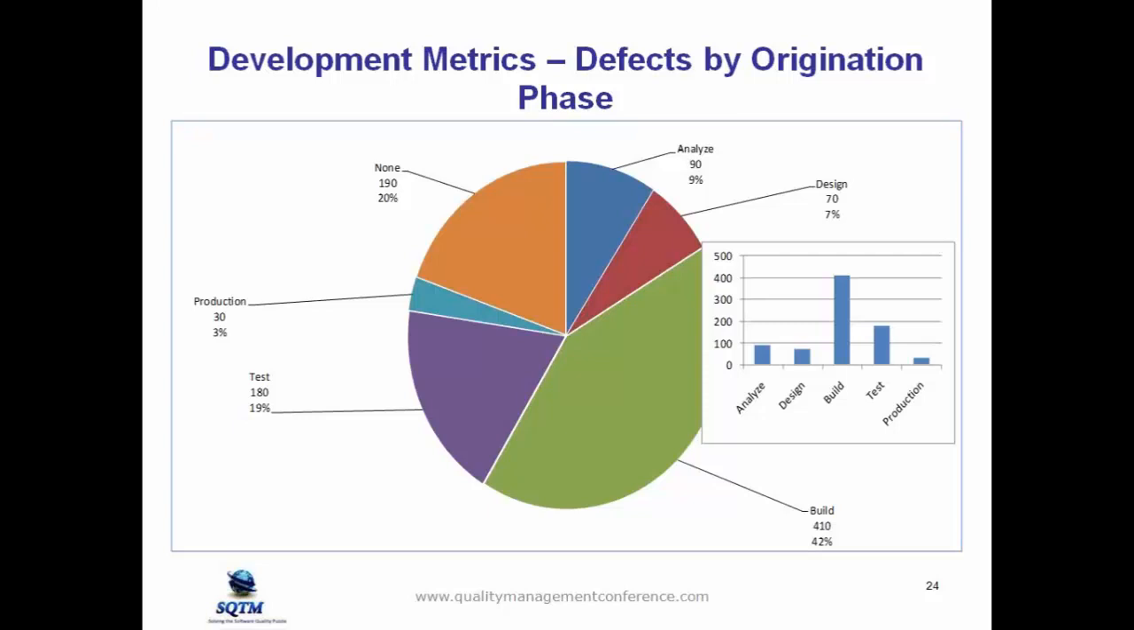Last thing I want to note on this slide is the none. Once again, we have left that field, the defect origination field, empty. So the person did not put a value in. So now we have about 20% defects where I don't know the origination phase. I can still get it from another metric, but that's a problem because I can't do any analysis on that 20% because they didn't fill it out.